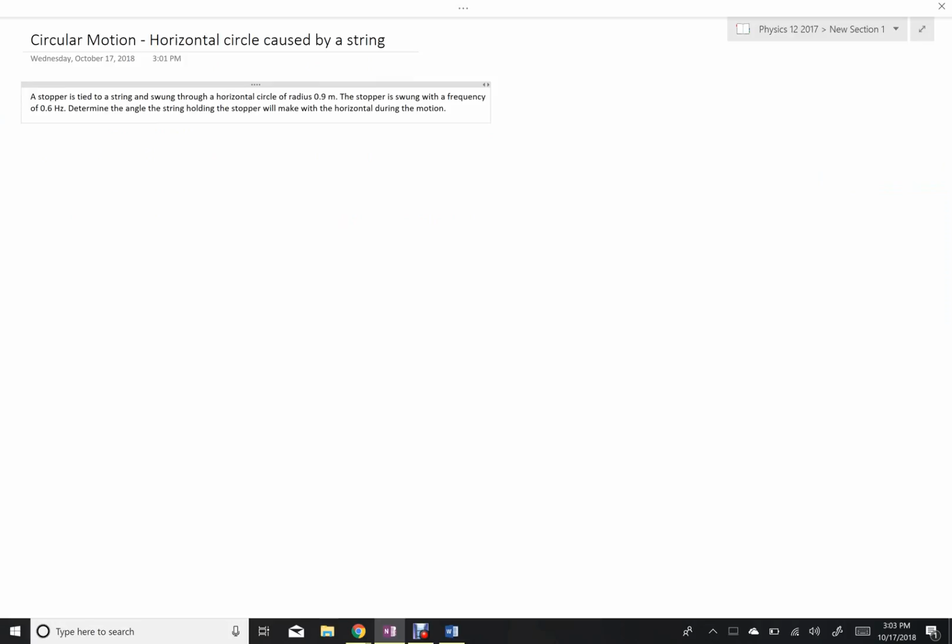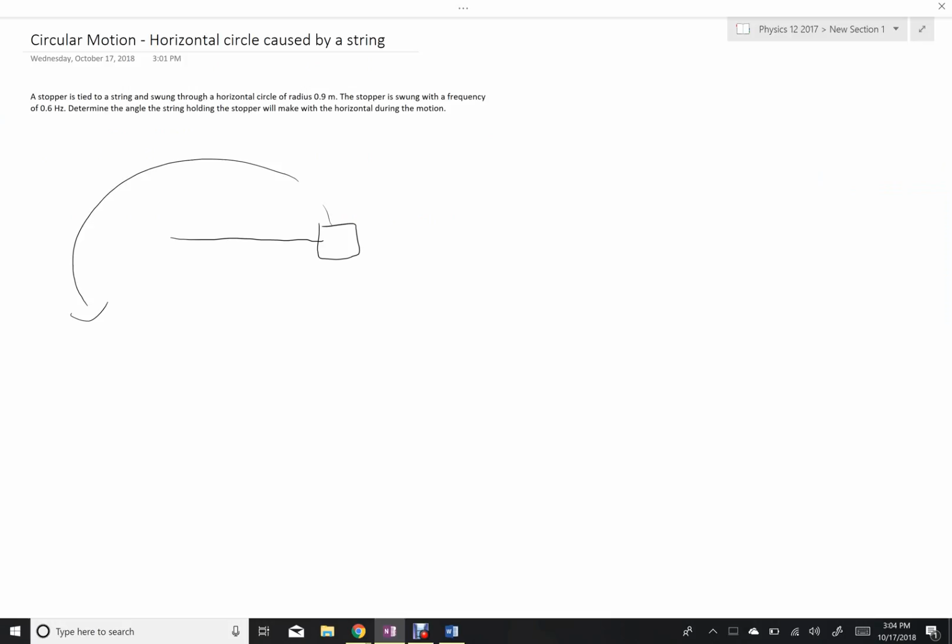Okay, hopefully one more quick one here. We're going to imagine a stopper is tied to a string and swung through a horizontal circle of radius 0.9 meters. So you took some object and tied it to a string and started swinging it around. It says it's a horizontal circle, so it's kind of hard to imagine, but this isn't going up and down, it's going just around and around and around.